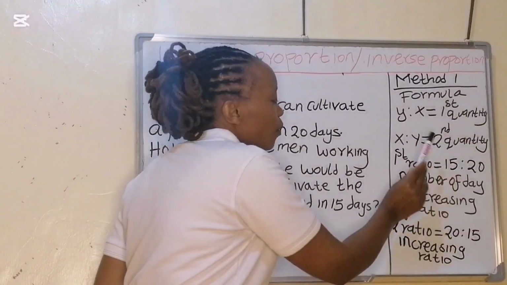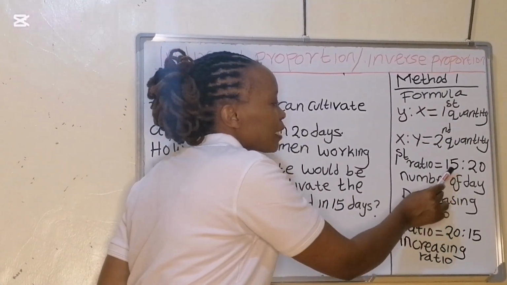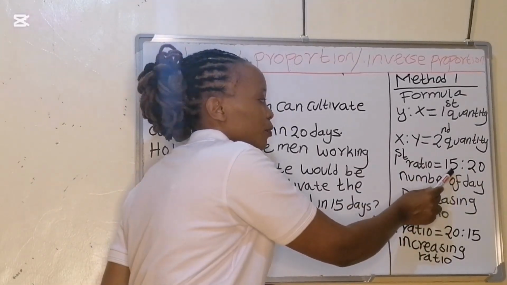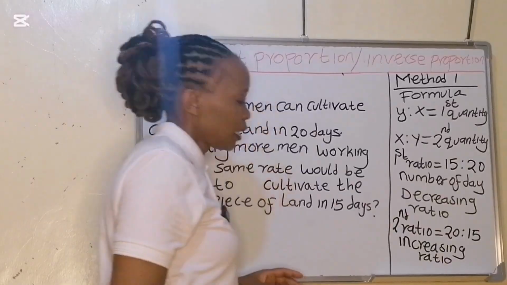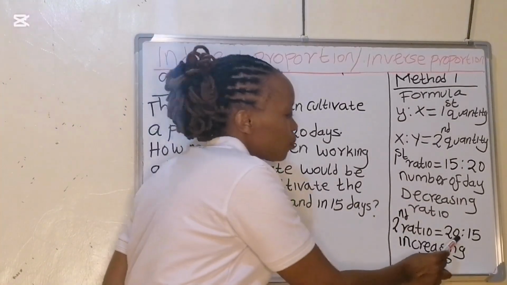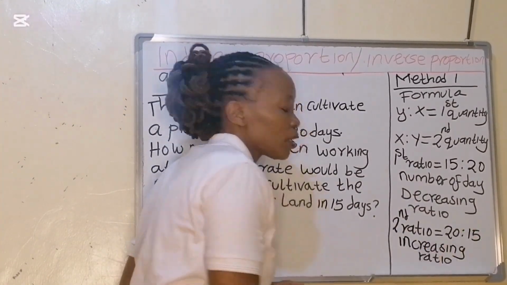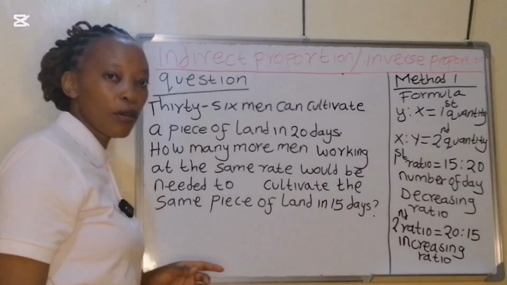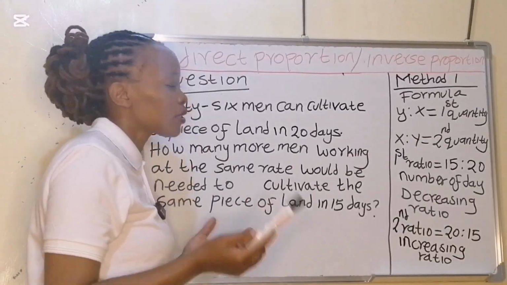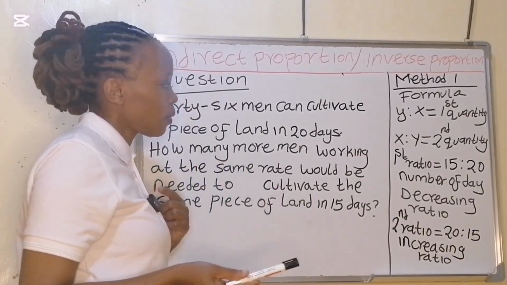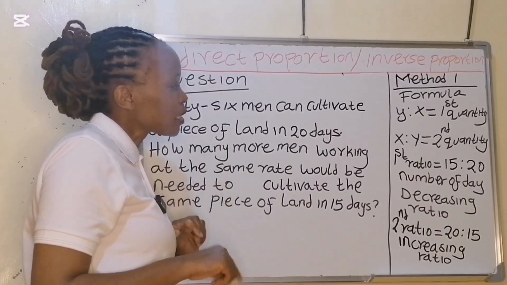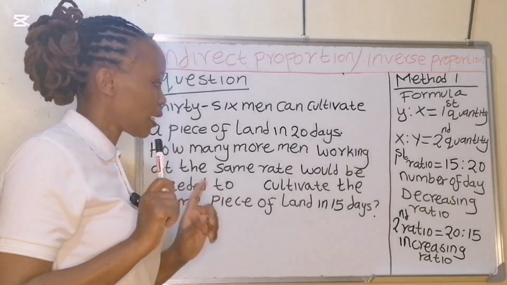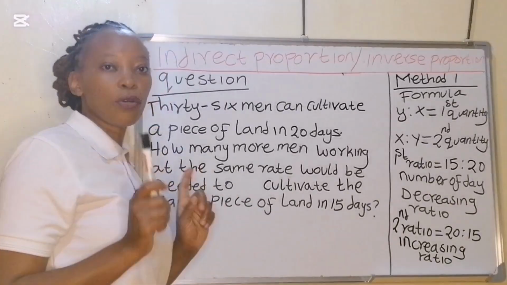So for a decreasing ratio, you start with new, then old. The new one is 15. We are now asked about 15, then we are coming from 20. For an increasing ratio, you start with new, then original. It's the same thing. You are starting with new. The new is 20, then 15. So for an increasing ratio, you start with a big number, then the small one. For a decreasing ratio, you start with a small number, then the big one. I hope that is simple language that everyone can understand, because the main goal is to understand.